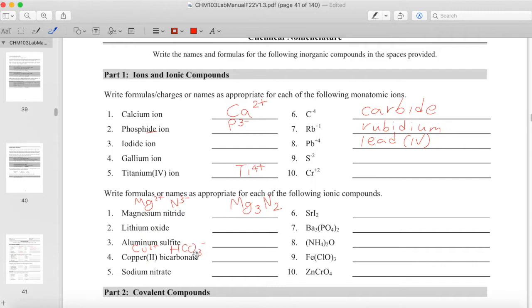If you put a 2 next to HCO3, that gets a little confusing for 2 reasons. One, depending on how you write it, it might look like you're saying that there are 32 oxygens, right?